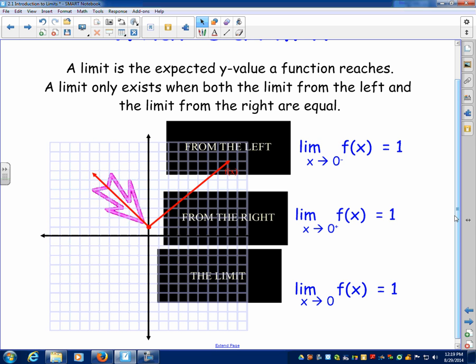So very subtle differences here. This is limit as x approaches 0 from the left, from the right. And this is the limit at 0. So this is what we mean by approaching from the left. And really I could have an arrow approaching from the right.